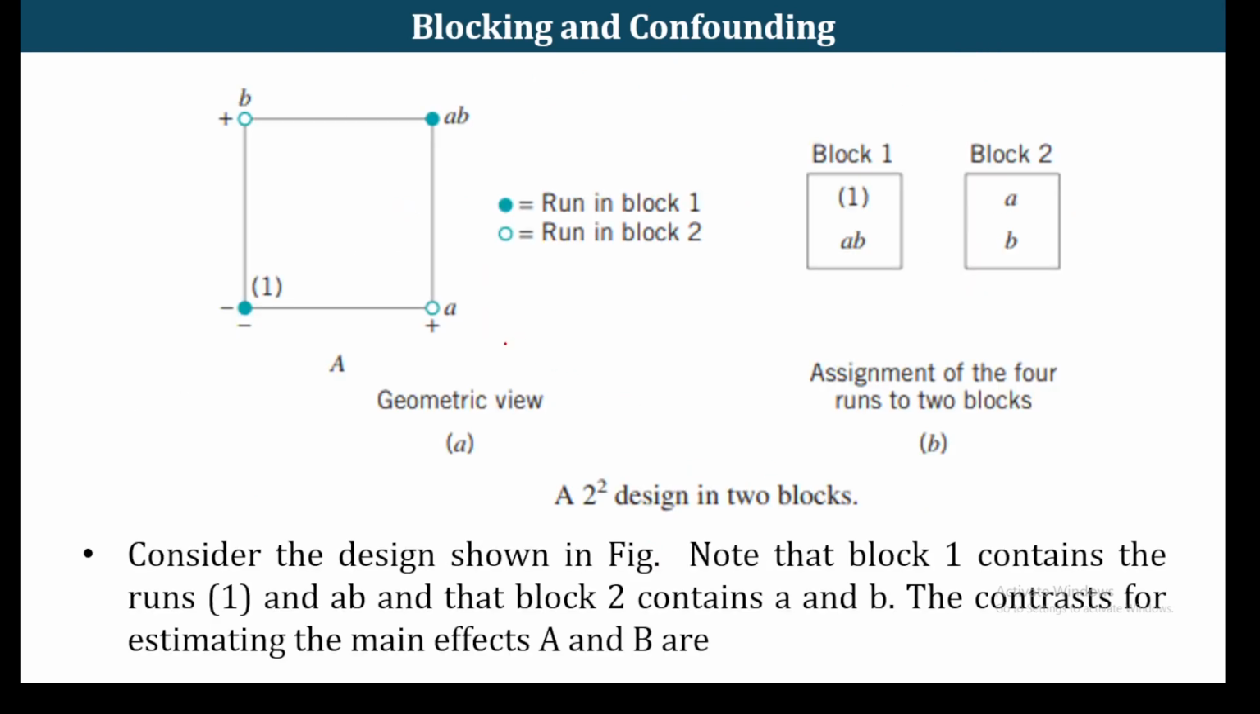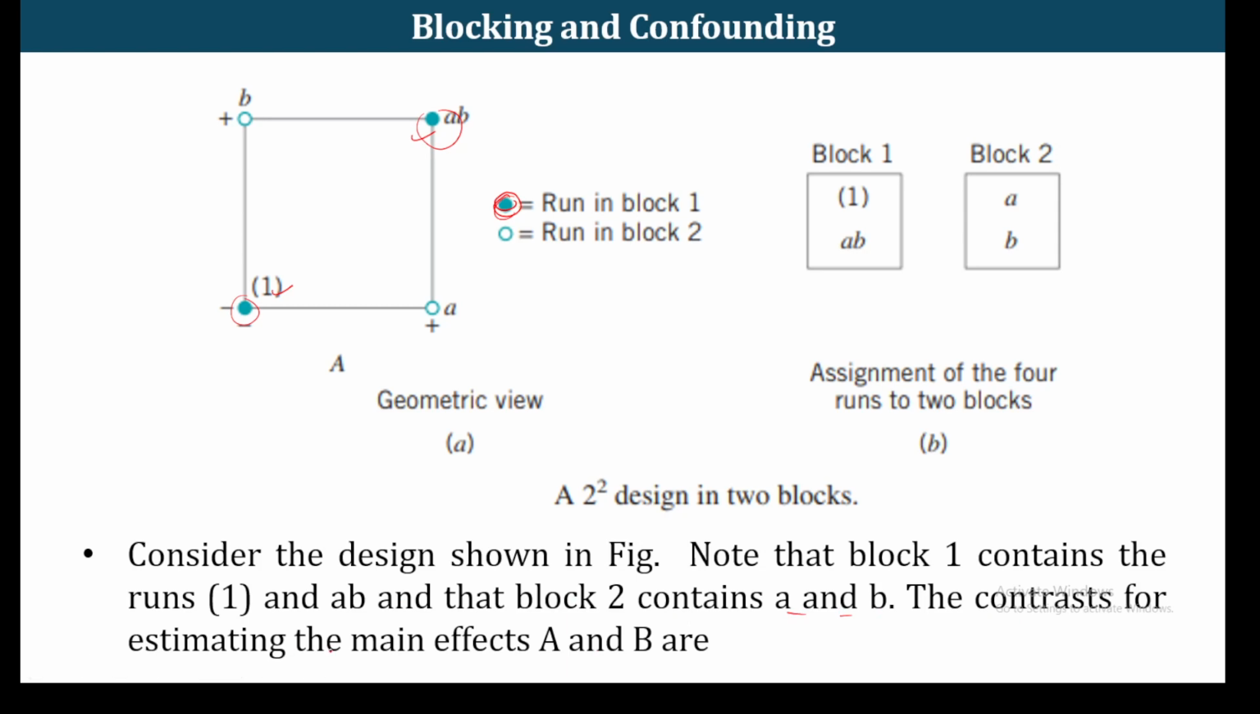So let's say there's a geometric view. Run in block 1, run in block 2. Let's say in block 1, that part where we have the dark circle, we have the run on block 1, then block 2. This is the one that we are saying contains the considered design in the figure. Note that block 1 contains the run 1 and AB, that is the interaction effect, and block 2 contains A and B.